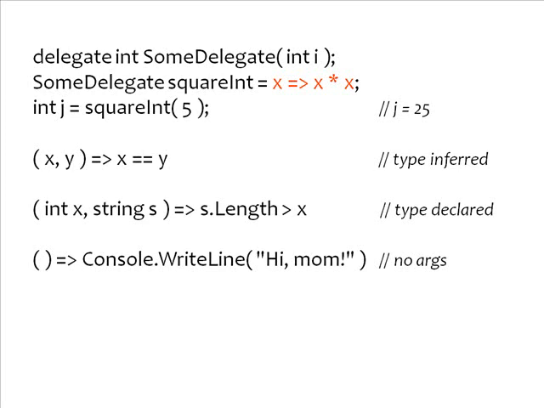I could also have lambdas that take no parameters at all, and again I use the same parenthesis syntax that I would find for a method that takes no parameters. So here's a lambda that just writes "Hi Mom" to the console.